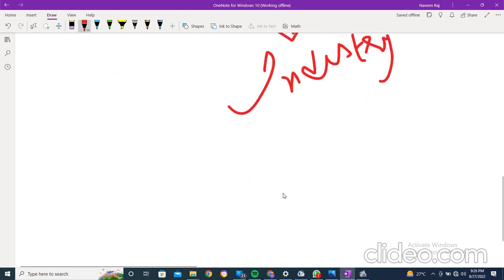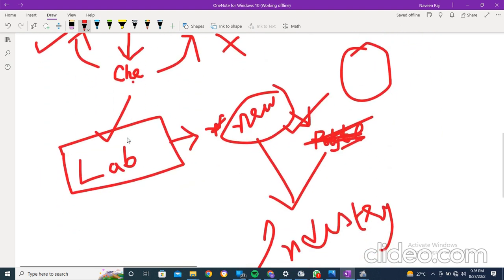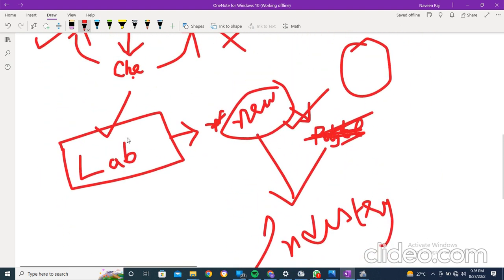We have taken the example of rubber. First of all, the rubber would be made in the lab, and we studied its composition. Then it was taken to the industrial level, and now we see rubber all around. That is how chemistry works, right?